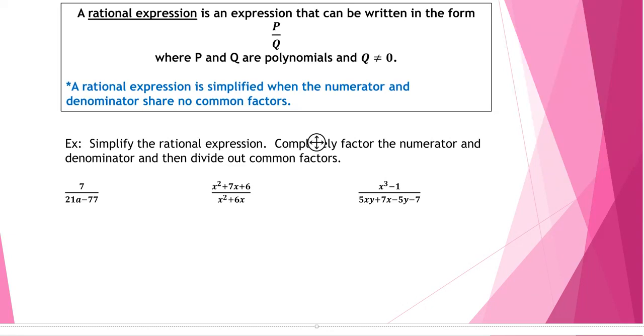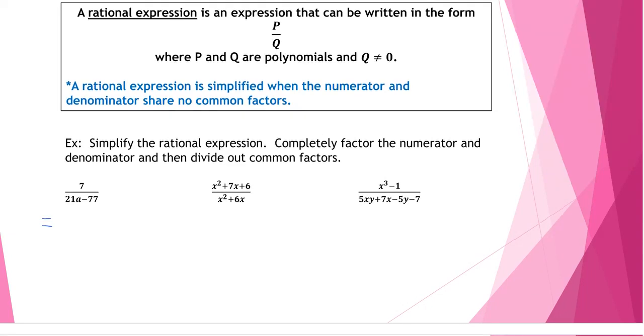If I want to simplify this fraction, I first need to see if there are any common factors. And to find common factors, we actually factor. Now 7 does not break apart because it's a prime number, but 21a minus 77 has a common factor of 7 in it. And so if I factor that out, I get 3a minus 11. And then you can see there that we have a common factor of 7 in the numerator and denominator. Now these will divide out. 7 divided by 7 equals 1. And so that tells us that our final answer is 1 over 3a minus 11 for the simplified fraction.